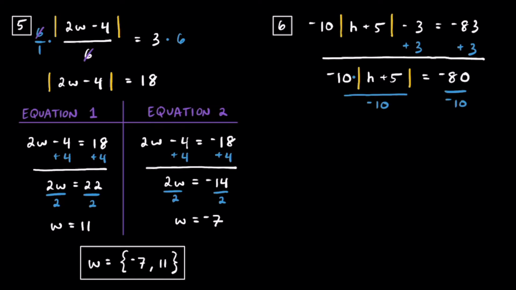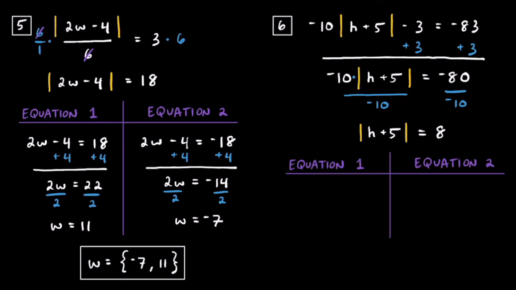And you're going to see that these negative 10s will cancel on the left side, and we'll just have the absolute value of h plus 5. That's going to be along the left side of the equation. And on the right side, we have negative 80 over negative 10, and that's going to equal positive 8. Now that the absolute value is isolated on the left side, we can separate into two equations. In one scenario, we can say that h plus 5 is equal to positive 8, and in another scenario, we can say that h plus 5 is equal to negative 8.